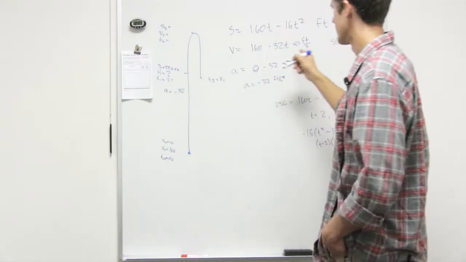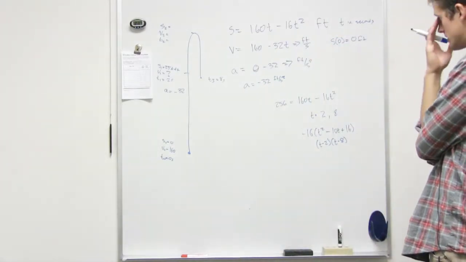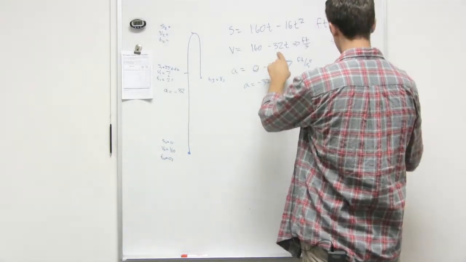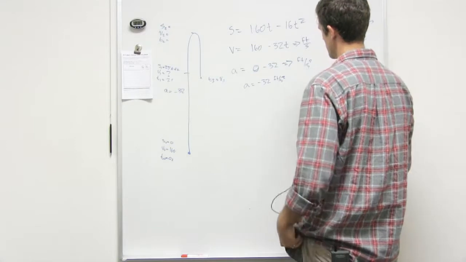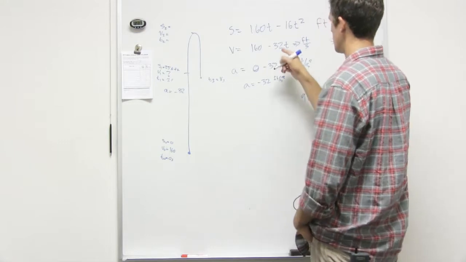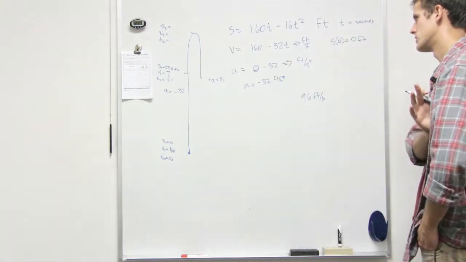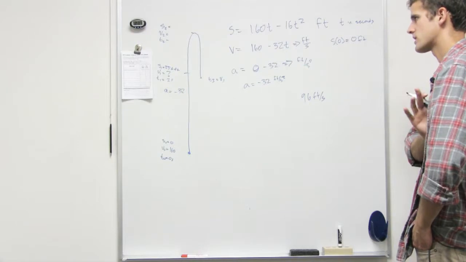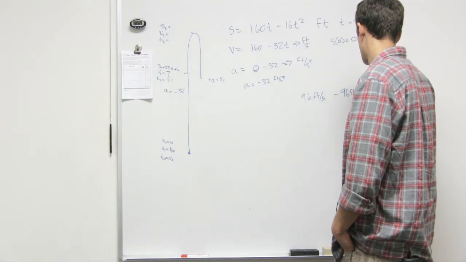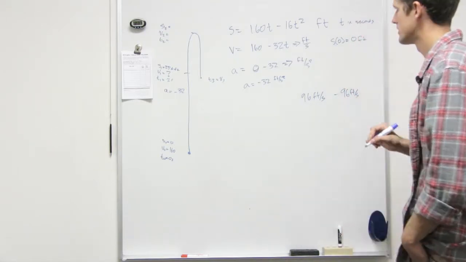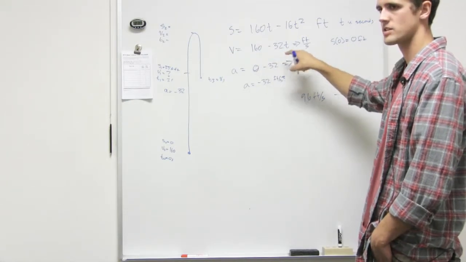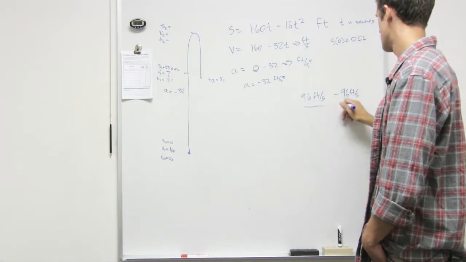So then how do you find your velocity? Let's see, you enter in 2 seconds for time. So that would give you 160 minus negative 32 times 2, so it'd be 96. And then what happens if you put 8 in there? It gives you 160 minus 256, negative 96. So if you have 160 minus 64 or 160 minus 256, you're going to get the same magnitude.